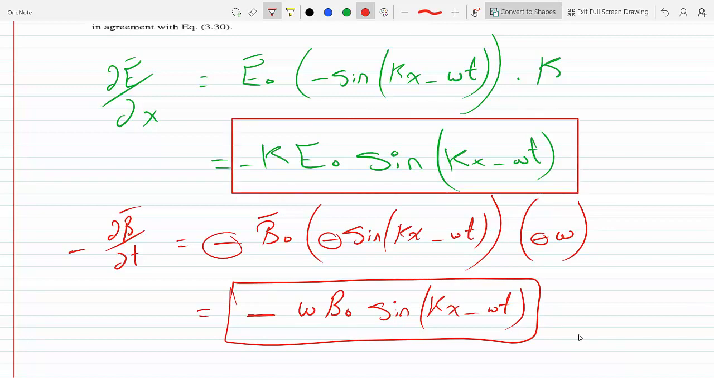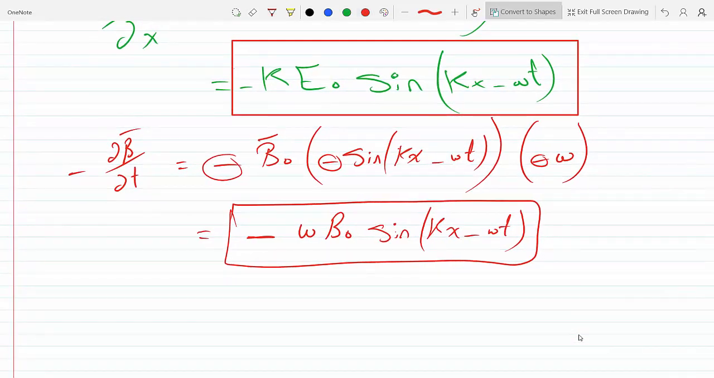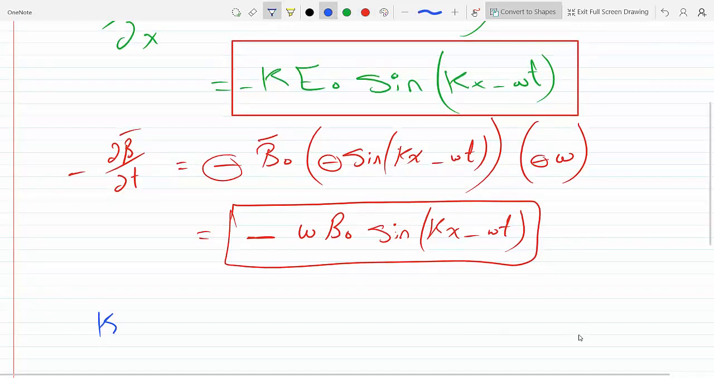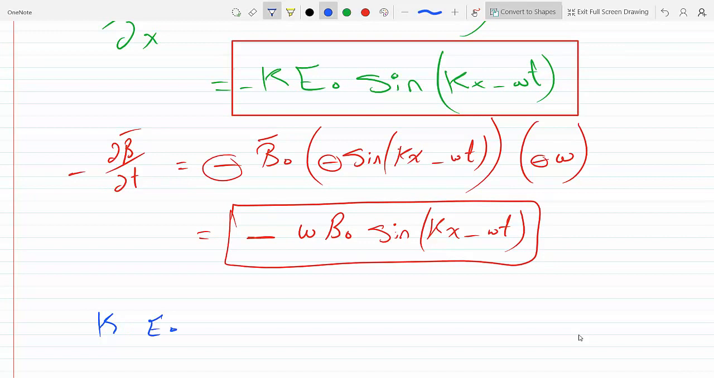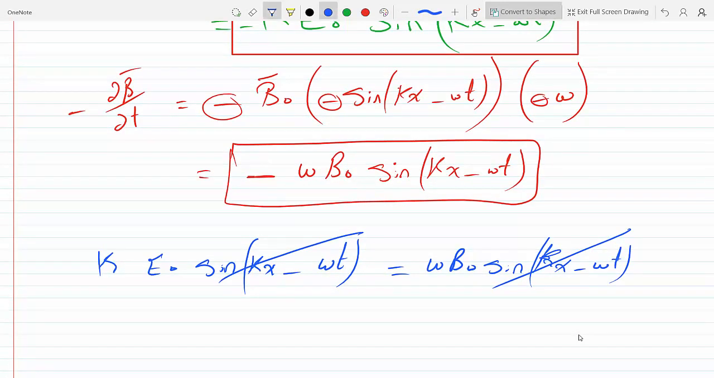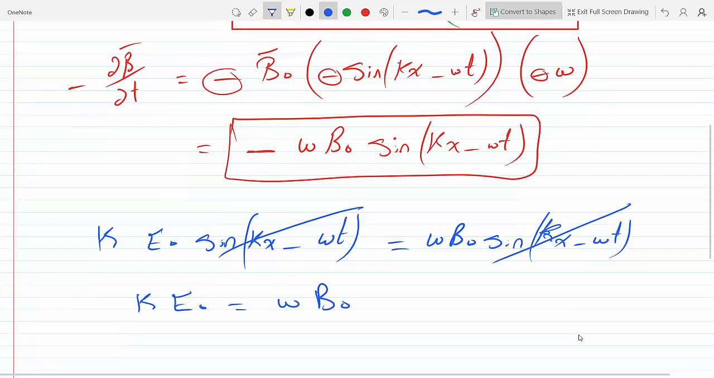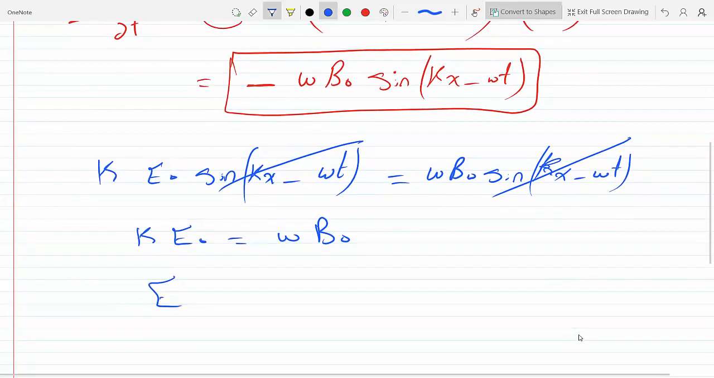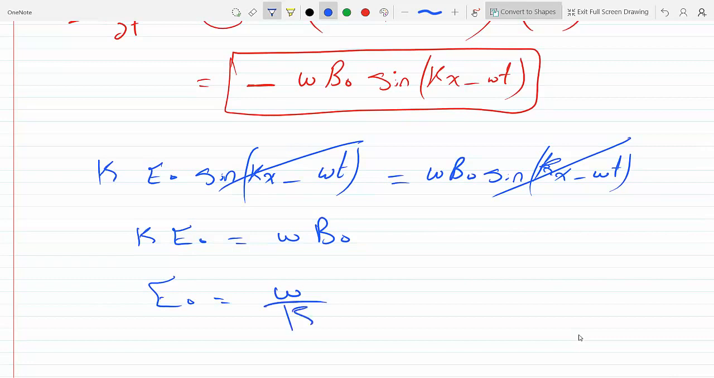For these two to be equal, if we set them equal, I could cross out the minus signs, so k E0 sine(kx minus omega t) has to equal omega B0 sine(kx minus omega t). Well, we can cross these out and get k E0 equals omega B0. So then E0 has to equal omega over k times B0.